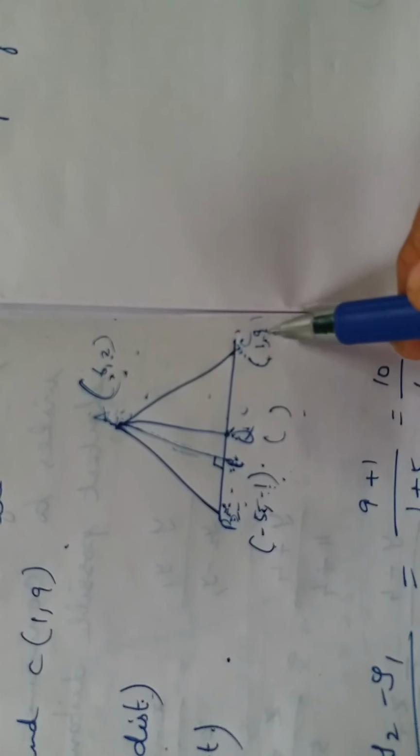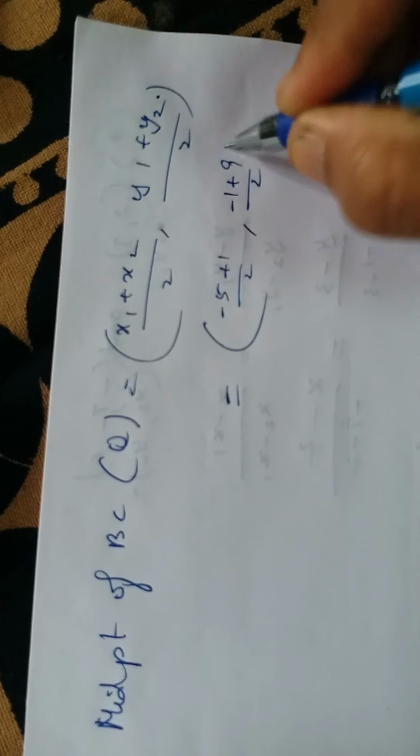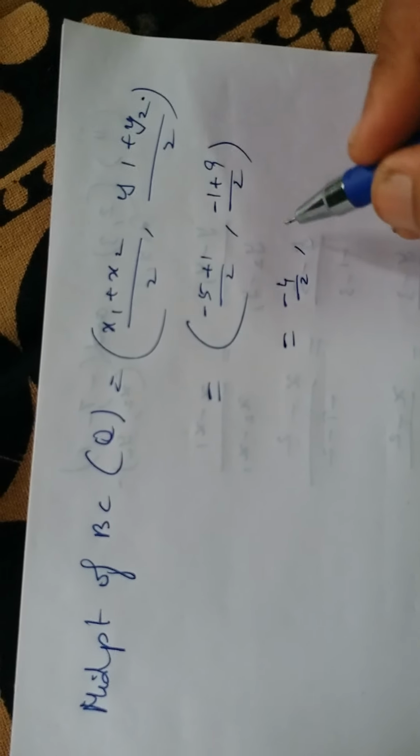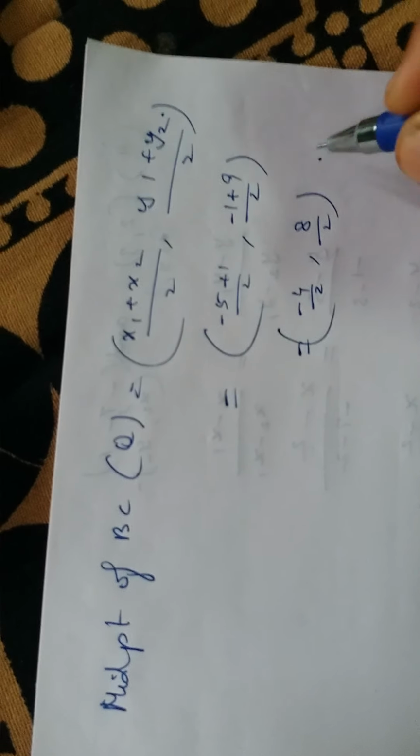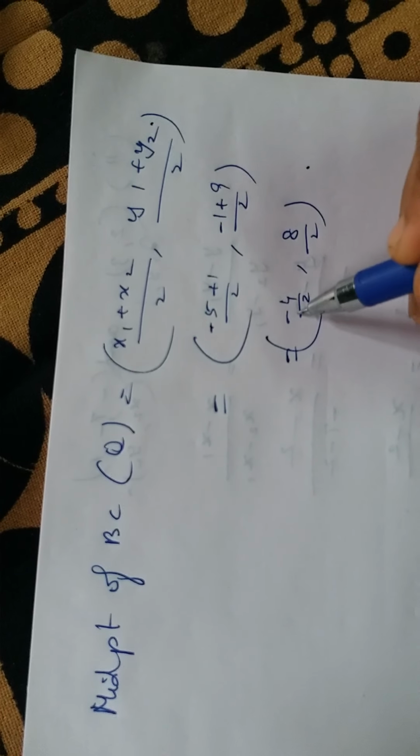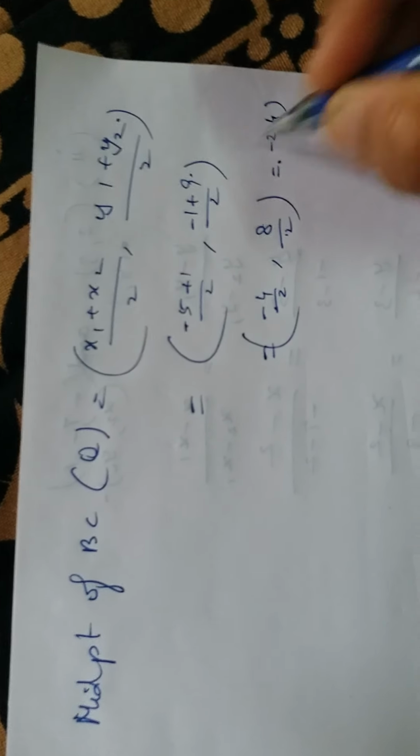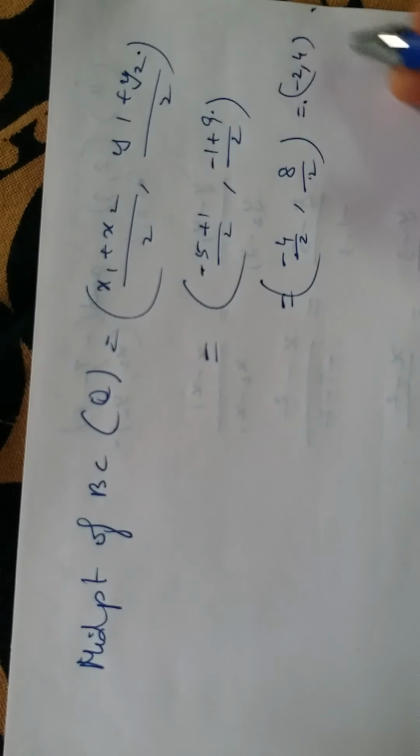So x1 is what here? Minus 5 plus 1. So minus 5 plus 1 divided by 2. Here y1 and y2 is minus 1 plus 9. Minus 1 plus 9 by 2. It is equal to minus 4 by 2, comma, 9 minus 1 will give you 8 by 2. Bigger number is negative, so I put negative sign. Bigger number is positive, I put positive sign. It is equal to (minus 2, 4). So your midpoint Q is (minus 2, 4).